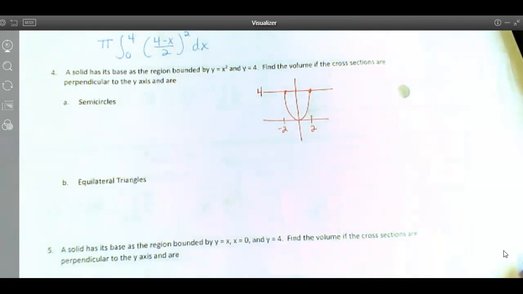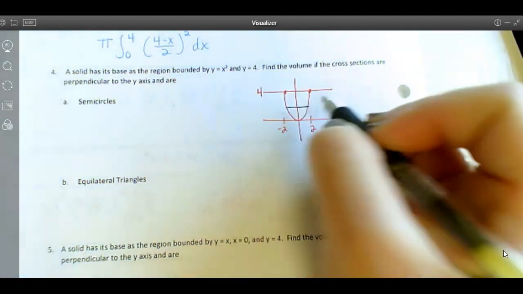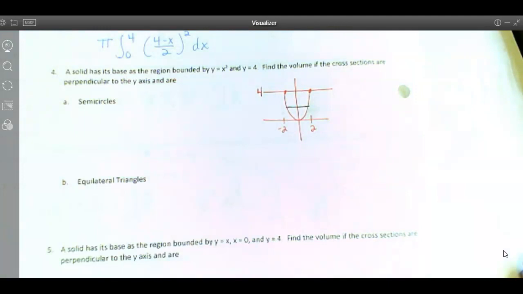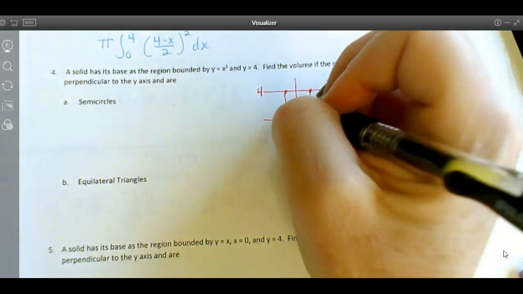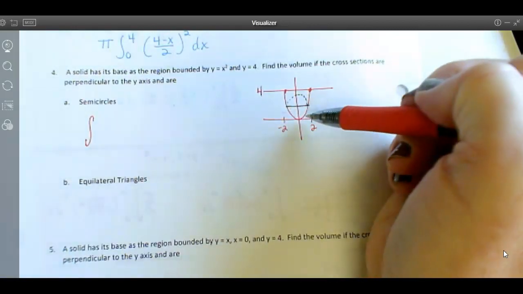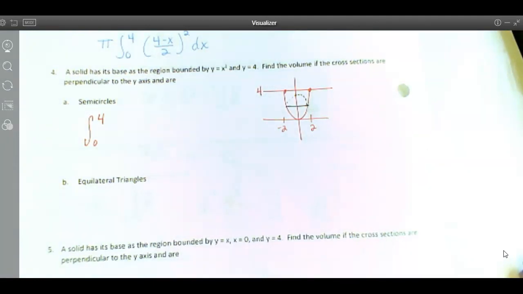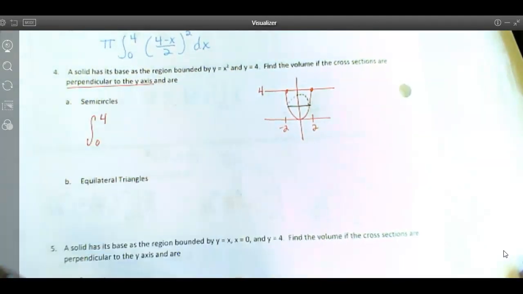And this time it says it's perpendicular to the y-axis. When it's perpendicular to the y-axis, that means that the base of whatever I'm looking at is going this way. I'm trying to make semicircles here. So my semicircles are still coming up. That's just like the diameter of it. So my semicircles kind of look like that right there. And then they're coming up and down instead of going sideways. Because they're coming up and down, that means that they're going from here to here. So that's 0 to 4. So we have to use y values when it's perpendicular to the y.